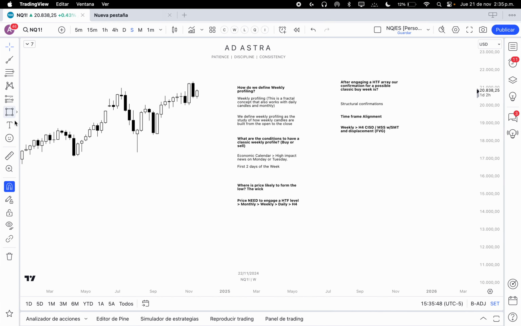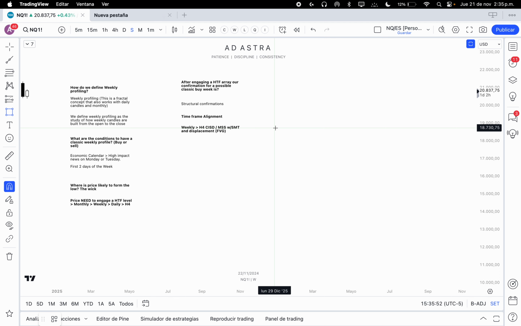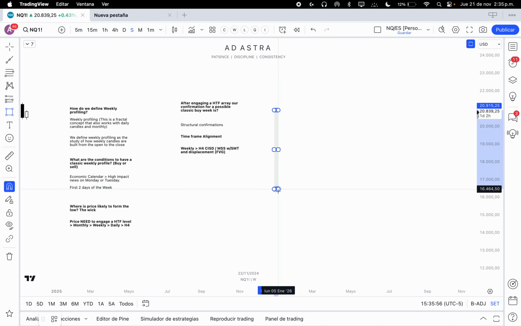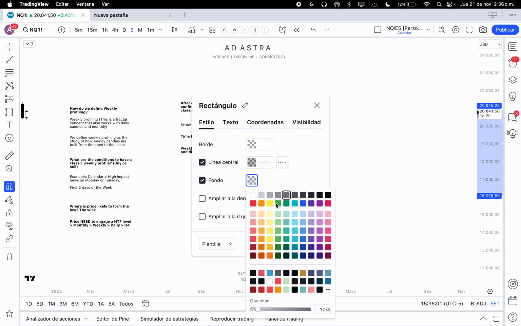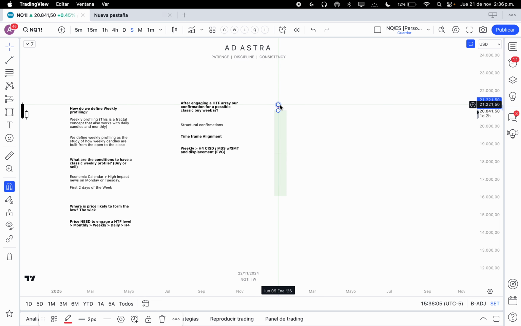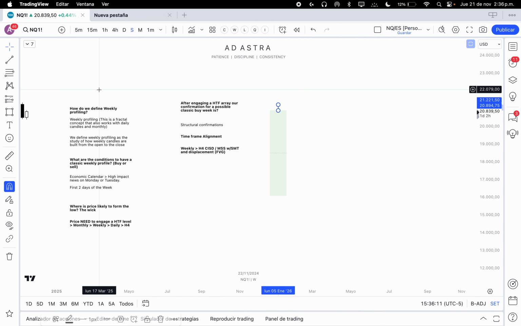Okay, so it can be even better for you understanding this. And if you want, you can of course take a picture of this and save it. So let's say this is our weekly candle, a candle that we are expecting to be bullish. Let's put this a bit bigger, and let's put the wick for my candle. This is going to be my wick high and wick low.